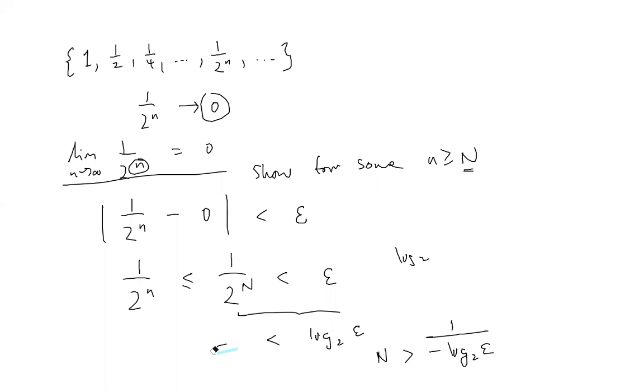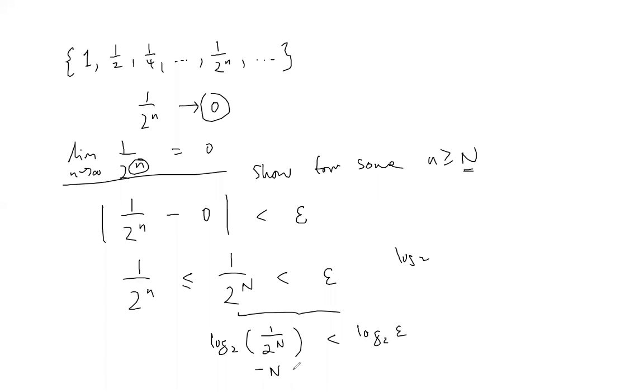Okay, let me just check this again. You take log, so this will be minus n. Okay, so n just needs to be larger than log 2 of 1/epsilon.